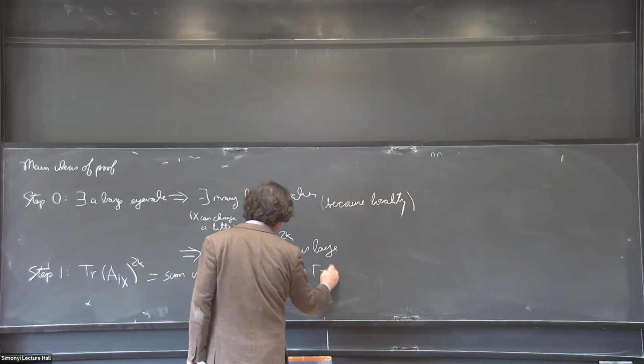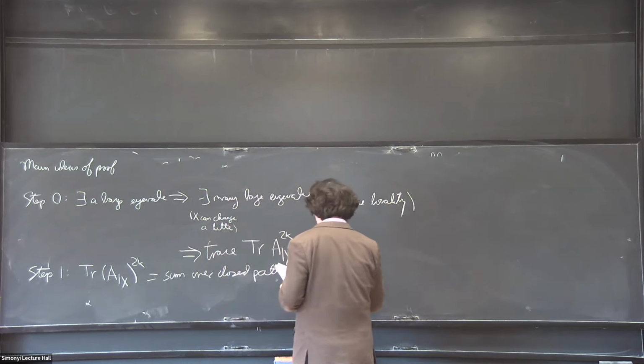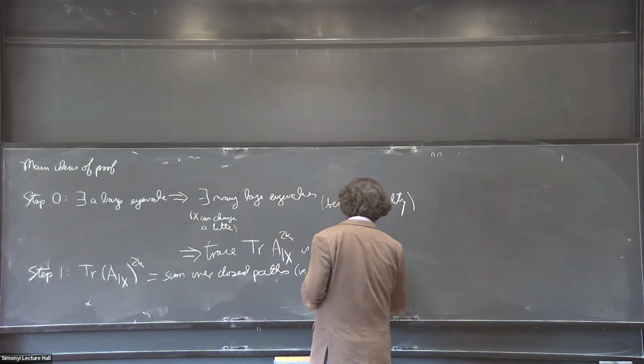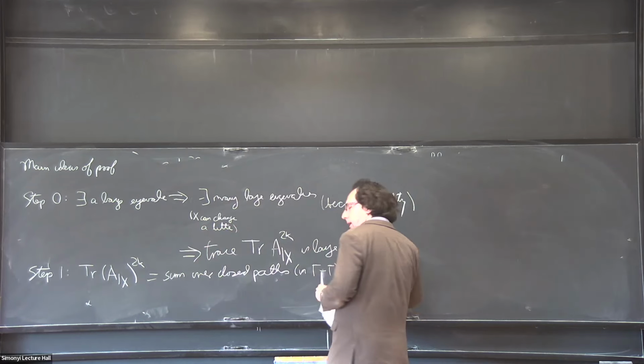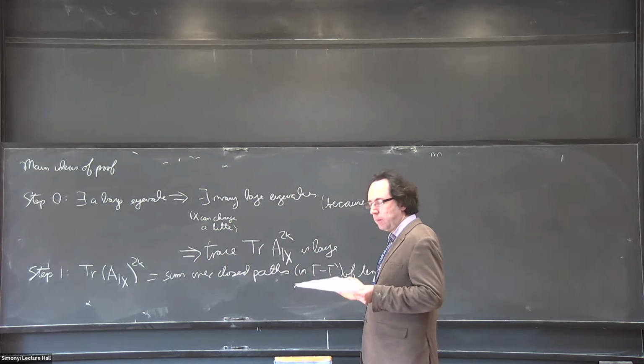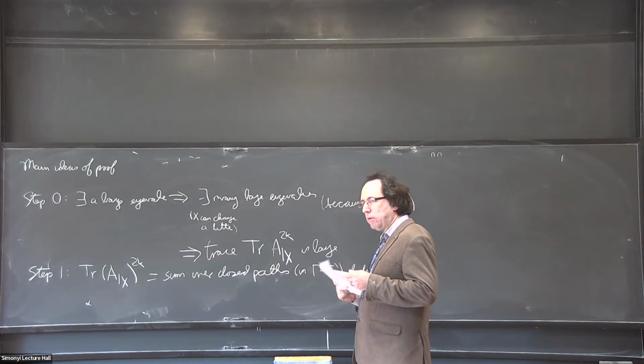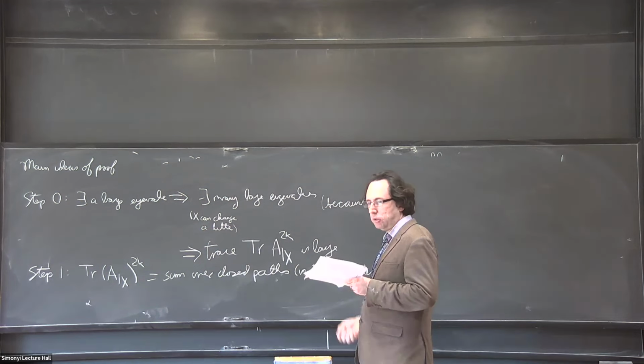In the weighted graph, gamma minus gamma prime, of lengths. Okay, so by a closed path, I mean just a path that ends where it starts. So we're soon going to be just counting such paths.